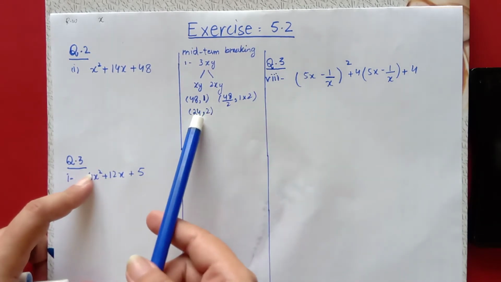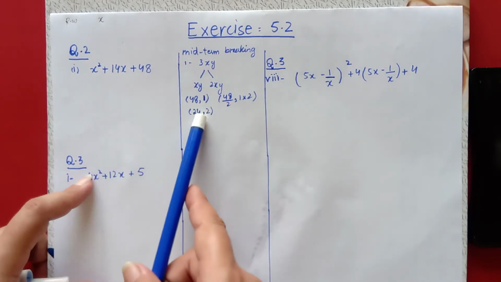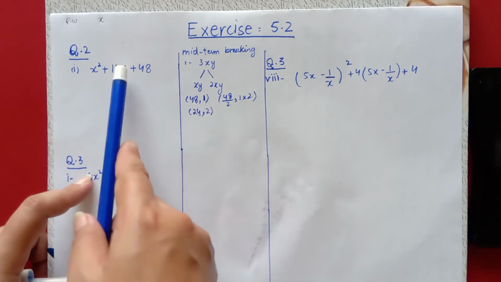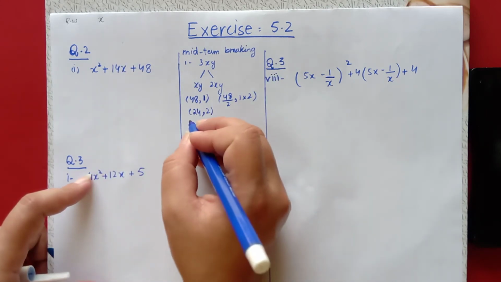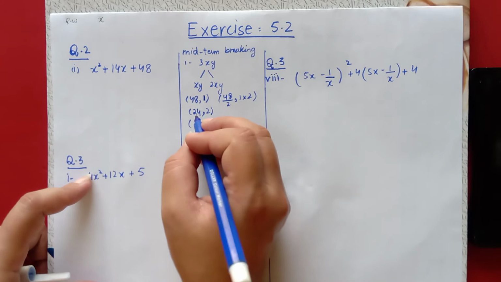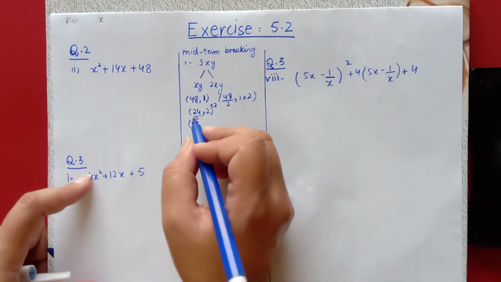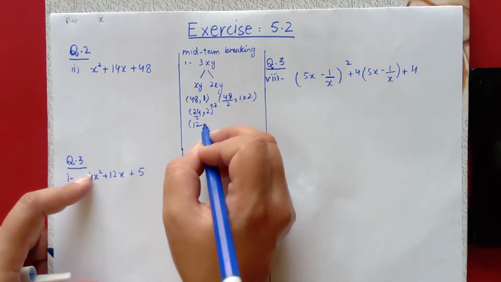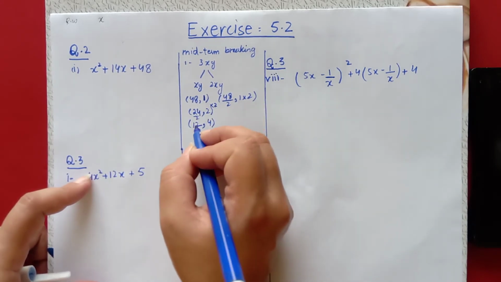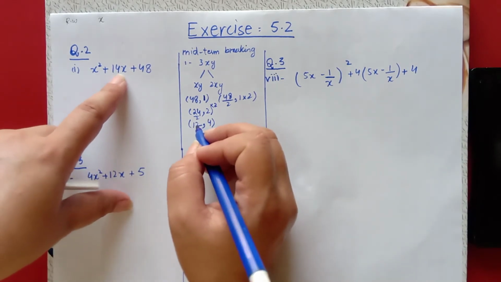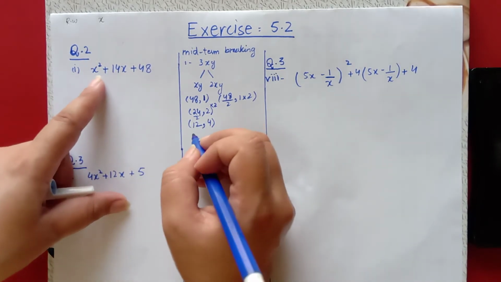Again 24 plus 2, we won't get 14. 24 minus 2, we don't get 14. So we will solve it further. I am again dividing it by 2 and multiplying the other number by 2 as well. 24 over 2 will be 12. 2 2s are 4. Again 12 plus 4, we don't get 14. 12 minus 4, we don't get 14.